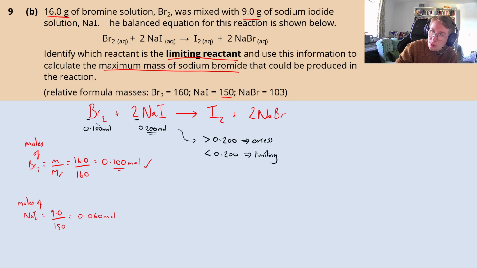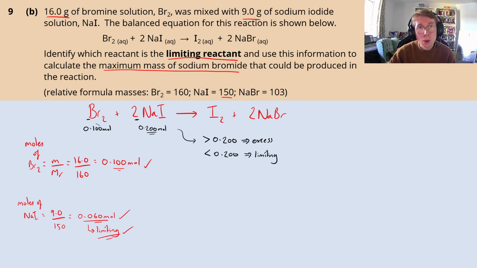0.060 moles. Now we need to look at that number and compare it to 0.200, and we can see that this number is a lot lower, so therefore it is our limiting reagent. That will get us our second mark here. And also for deducing it's limiting, that's our third mark. But we're not done yet, because it's asked us to use the information about the limiting reactant to calculate the maximum mass of sodium bromide that could be produced in the reaction.